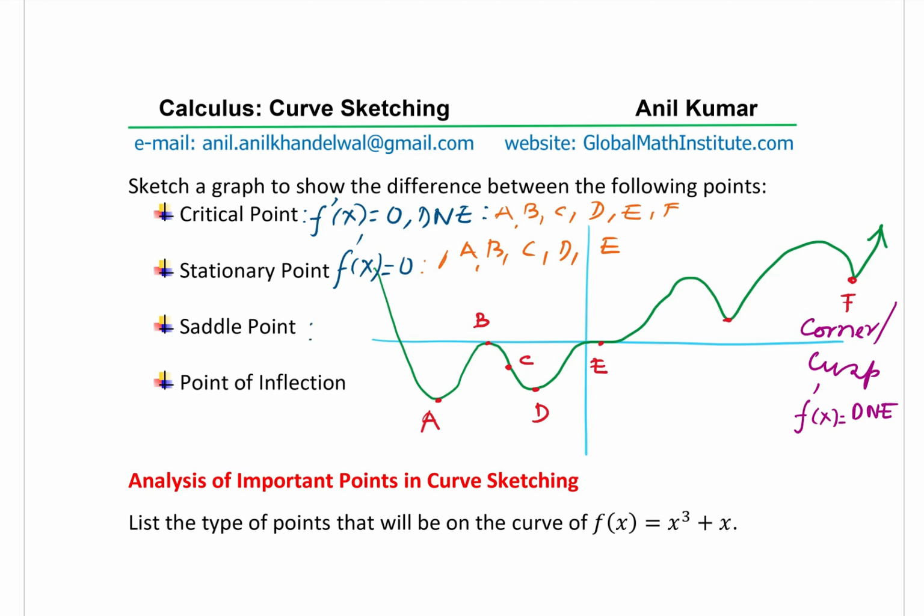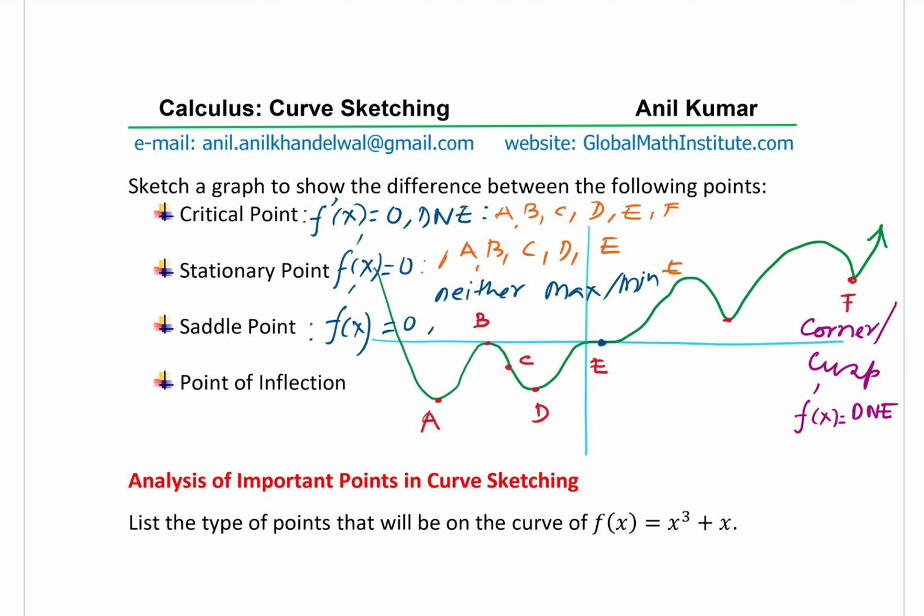Now, saddle point. Out of these, the saddle point is E, where the derivative is equal to 0. However, we have neither maxima nor minima. So that is the saddle point, E. The example for saddle point here is E. Is that clear to you?